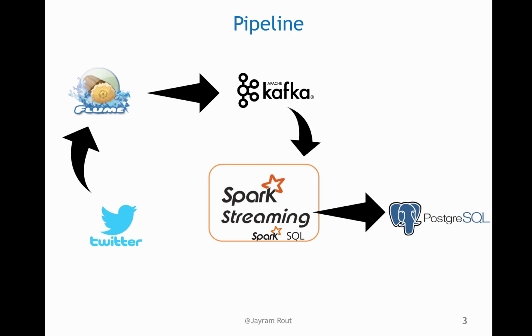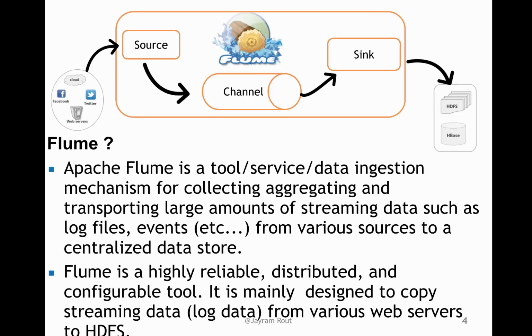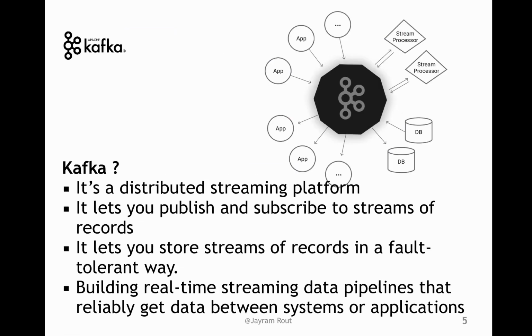We have Twitter, and Flume pulls the data from Twitter, and then Flume syncs the data to Kafka. Spark pulls the data from Kafka and sends the information to Postgres. Flume is a highly reliable, distributed and configurable tool. It is mainly designed to copy streaming data, log data from various web servers to HDFS. What is Kafka? It is a distributed streaming platform. It lets you publish and subscribe to streams of records.